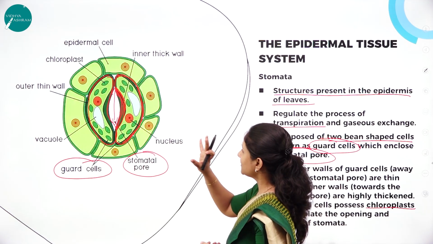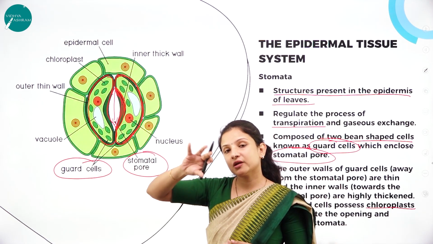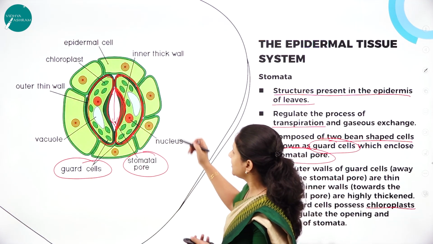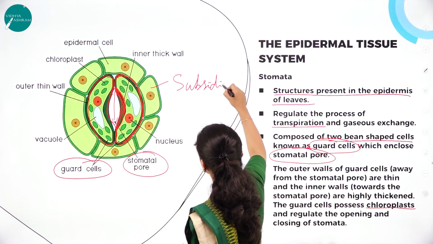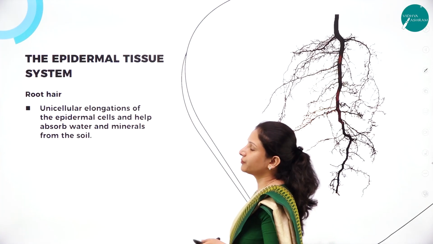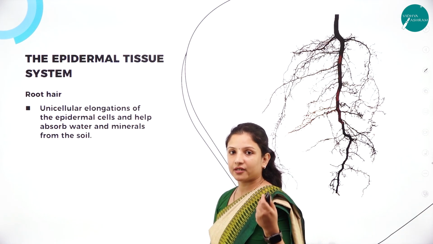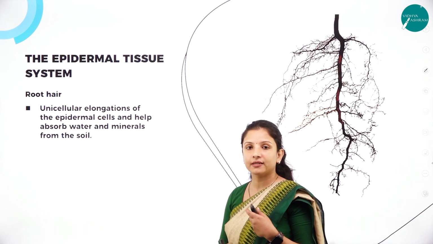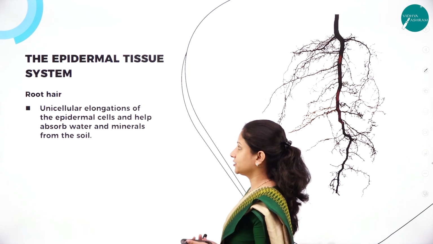Apart from that, there are some cells which are surrounding the guard cells, which are distributed in the epidermal cells only, and they are called the subsidiary cells. So these are nothing but the subsidiary cells. So this was about the guard cells or the stomatal apparatus. In the exam, it can come as a neat labelled diagram: explain the structure of the stomata or explain the guard cells. You have to draw the diagram, label it, and write the points for that.